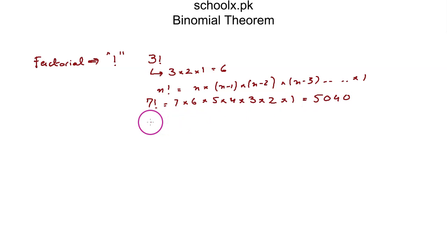Now the value of 0 factorial is set as equal to 1 by default. You will learn about this later in your S1, in the statistics of your Cambridge syllabus. So the value of 0 factorial is kept as 1 and also the value of 1 factorial is 1.